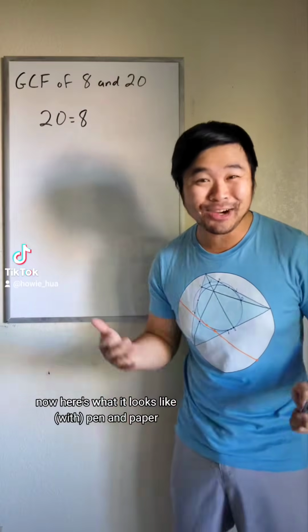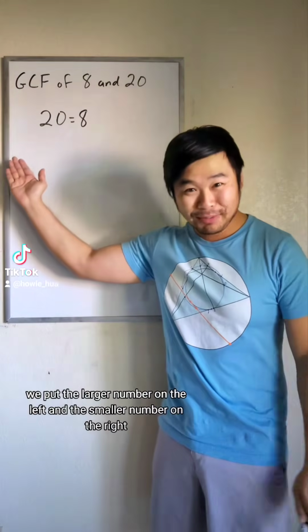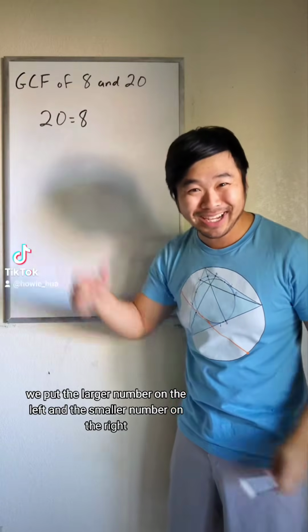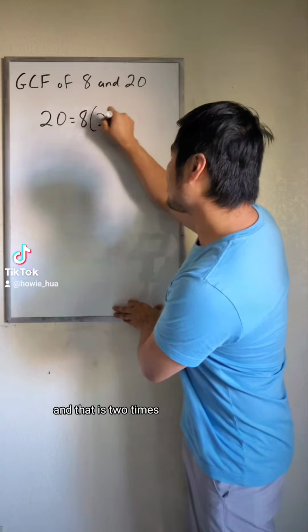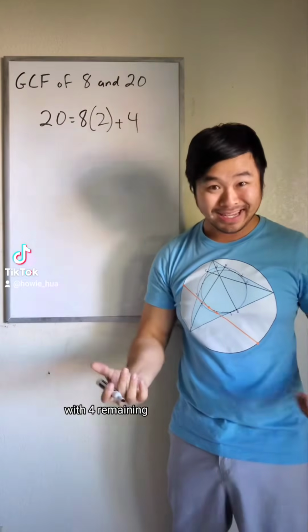Now, here's what it looks like on pen and paper. We put the larger number on the left and the smaller number on the right. And we ask ourselves, how many 8s fit into 20? And that is 2 times with 4 remaining.